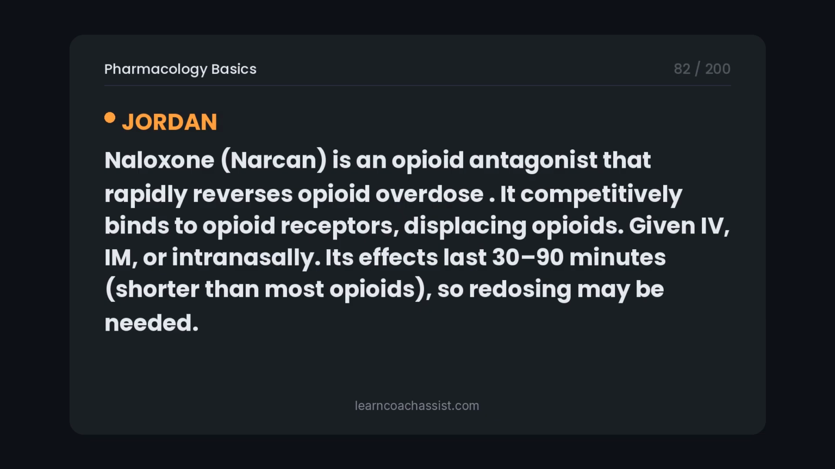Naloxone, Narcan, is an opioid antagonist that rapidly reverses opioid overdose. It competitively binds to opioid receptors, displacing opioids. Given IM or intranasally. Its effects last 30 to 90 minutes, shorter than most opioids, so redosing may be needed.